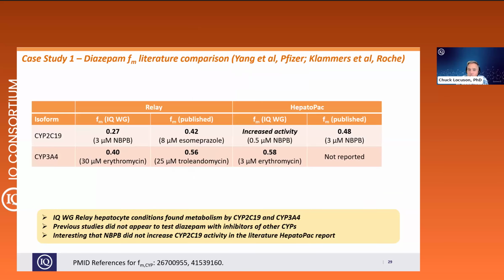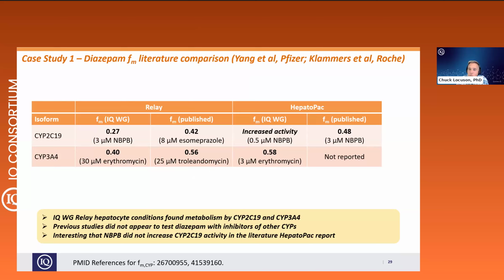Okay, next slide. To conclude, we also performed a comparison of our diazepam results with some published literature values. We found good agreement of the relay system with previous results, despite even using different inhibitors than what was used previously. So that was nice. For HepatoPac, it was curious that while we found evidence of CYP induction with benzylphenobarbital, the published data demonstrated 2C19 inhibition, specifically with diazepam. So that's an interesting difference here that requires a closer look.